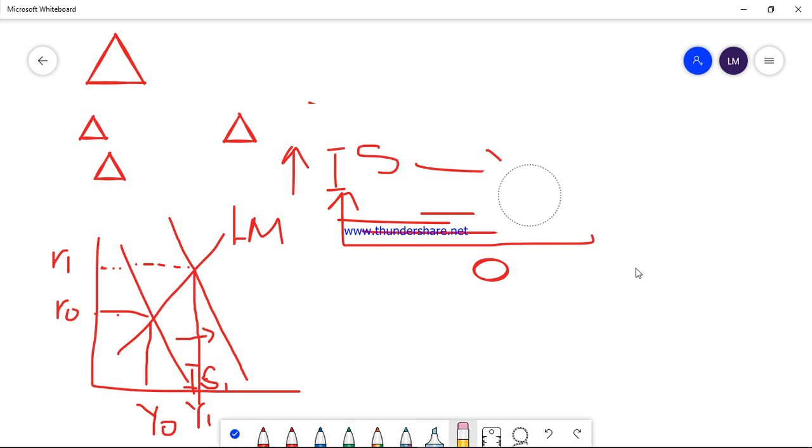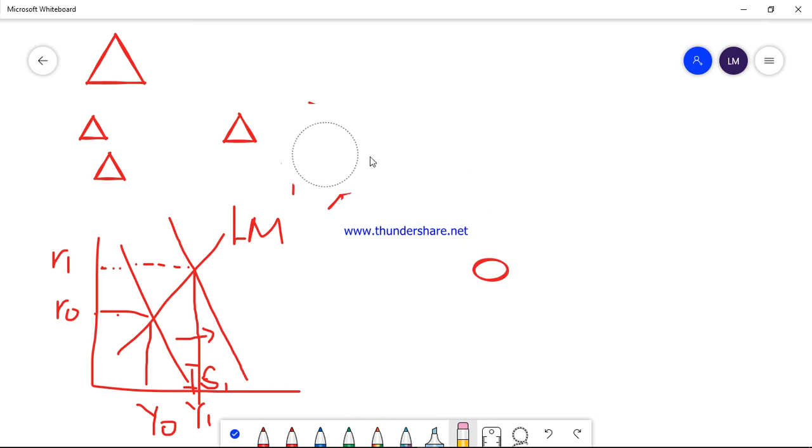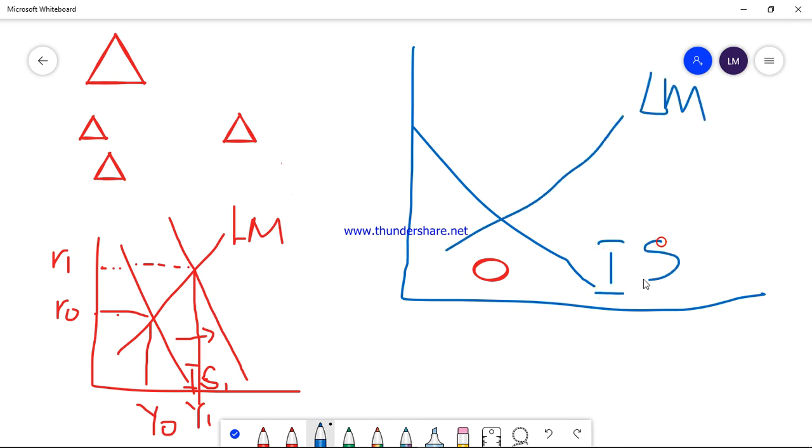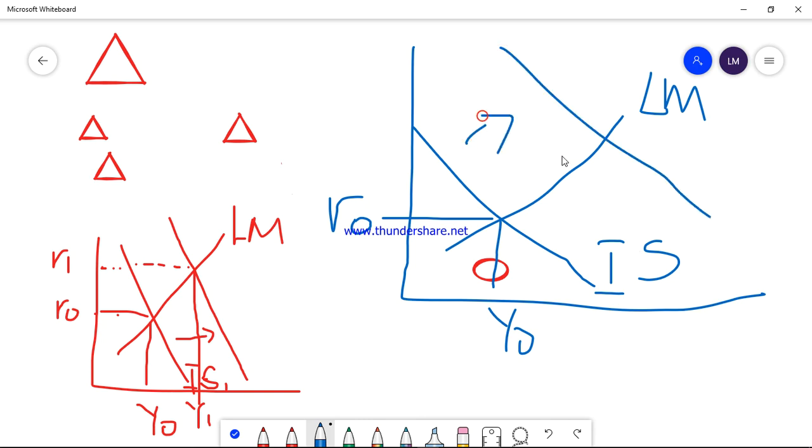Yes. Okay. So what we're trying to analyze here is what happens to the IS curve if there's an increase in government expenditure. So what we are saying is, if we had this, okay, this is our LM curve, and then this is our IS curve, and then this is our initial level of income, which we are calling Y0, and that is our initial level of interest rate, which we are calling R0. And then if there's an increase in government expenditure, we expect the IS curve to shift upward like that, to IS2.